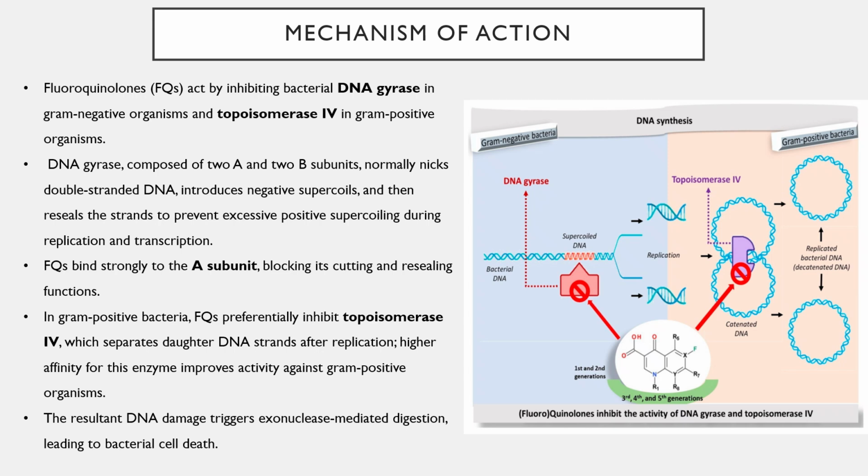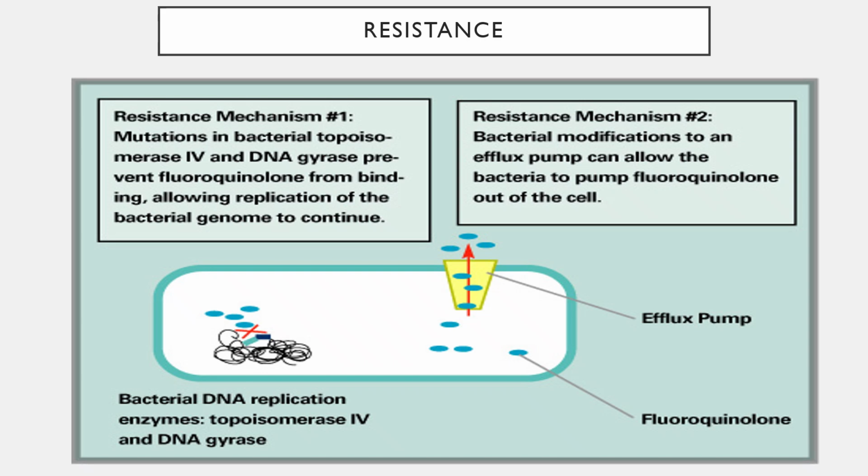In gram-positive bacteria, fluoroquinolones preferentially inhibit topoisomerase IV, which separates daughter DNA strands after replication, and higher affinity for this enzyme improves activity against gram-positive organisms. The resultant DNA damage triggers exonuclease-mediated digestion, leading to bacterial cell death, which is its bactericidal action. Mammalian cells possess topoisomerase II, which has very low affinity for fluoroquinolones, explaining their selective toxicity.